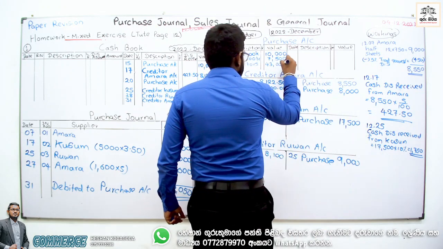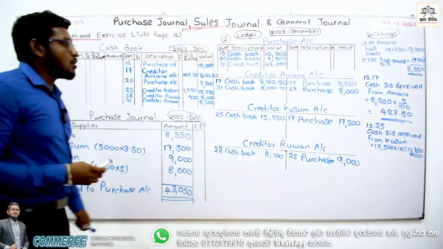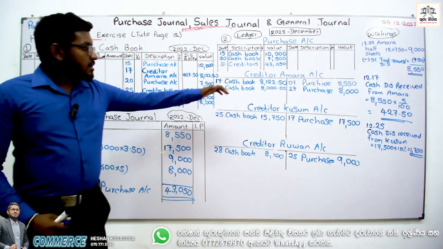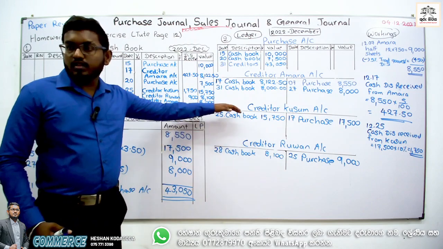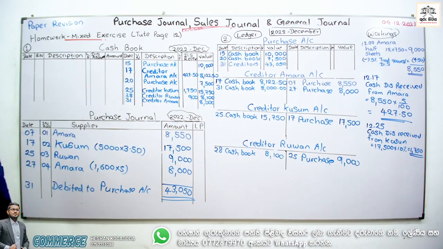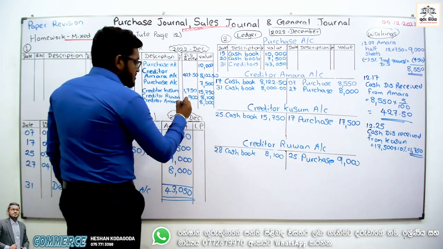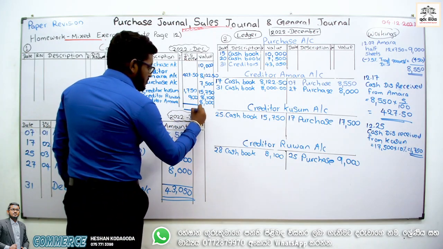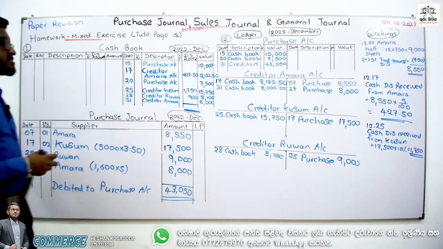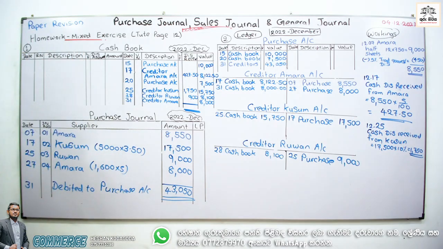43,050 rupees. Now, not only that, our creditor balances should be zero. Understand? Because to zero the creditor balances, we need to take the total of discount received and record the double entry. What is the total of the discount received account?